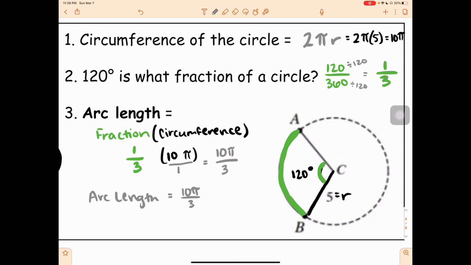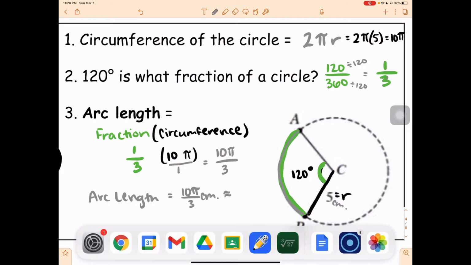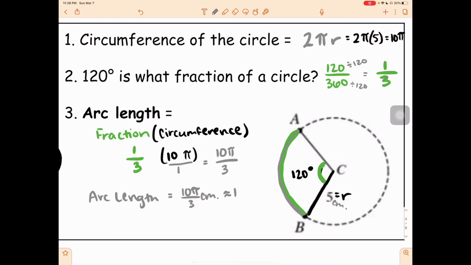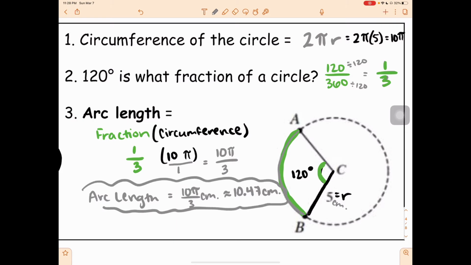And again, we should have some type of unit. Let's assume this one is in centimeters. So it'd be centimeters, and it's not squared because it's not an area. It's just the length here, which is about equal to 10.47 centimeters. Okay, so that would be your answer for this problem. And again, you can see it either as the fraction or as the decimal, so make sure you know how to simplify down both ways.